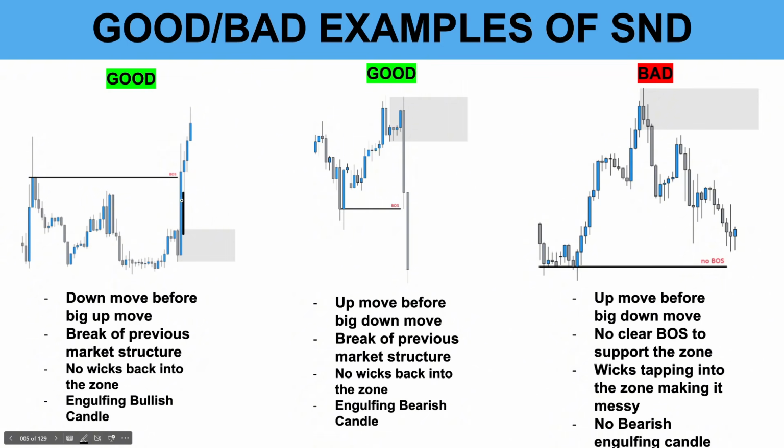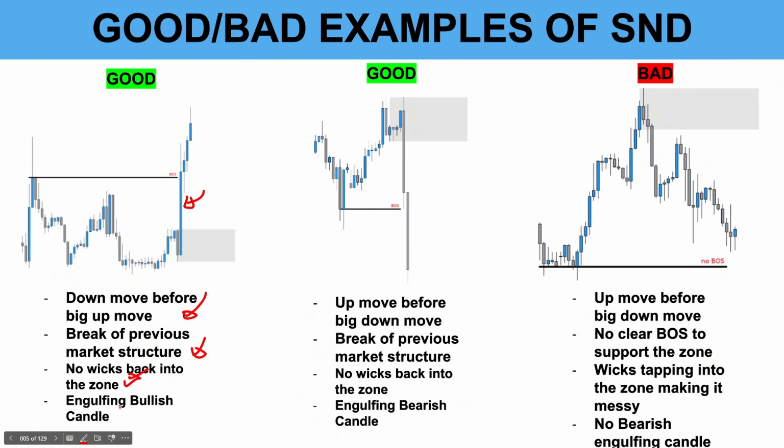So if price has already wicked into this gray box, or there is already a return into this gray box, then we can say this demand zone is already mitigated. It has already been taken care of and price has tapped into it. So we're no longer looking to trade this zone. But as we can see here, this demand zone is all good because there are no wicks back into the zone. So we'll tick this, tick this, tick this.